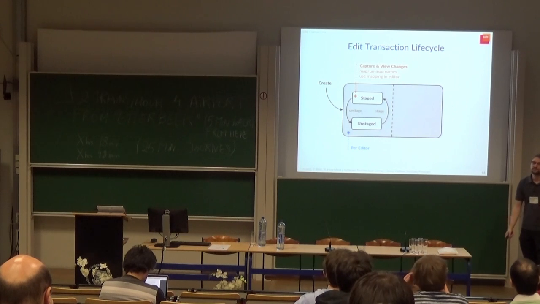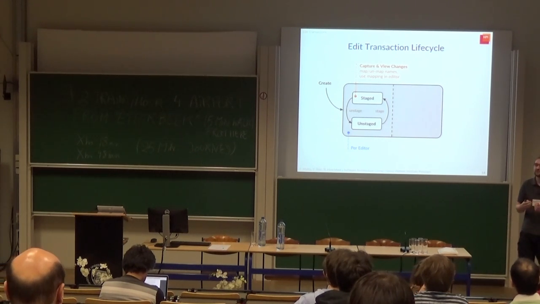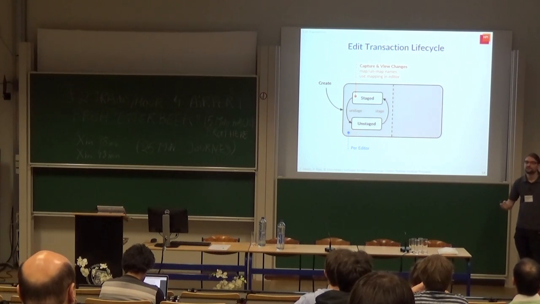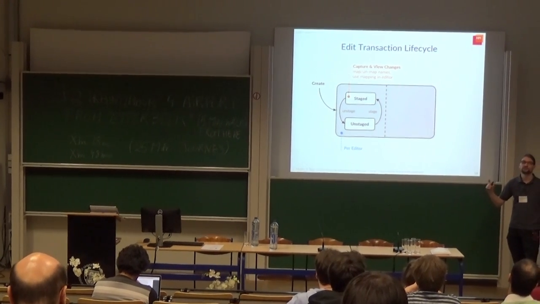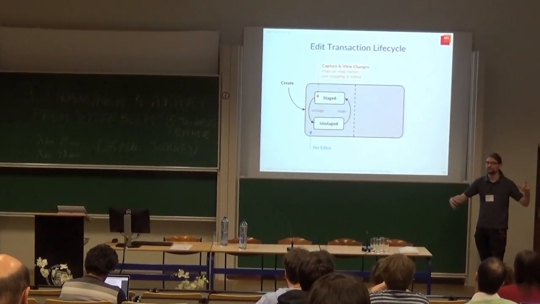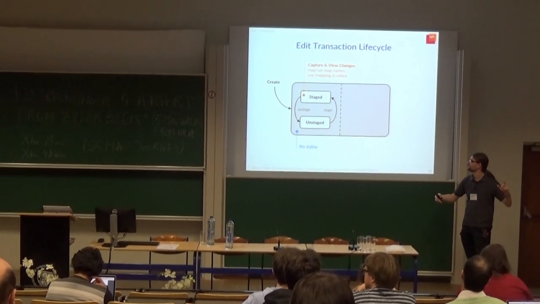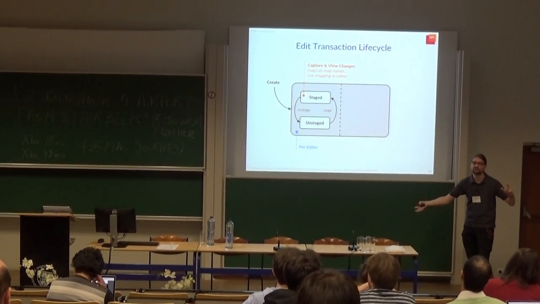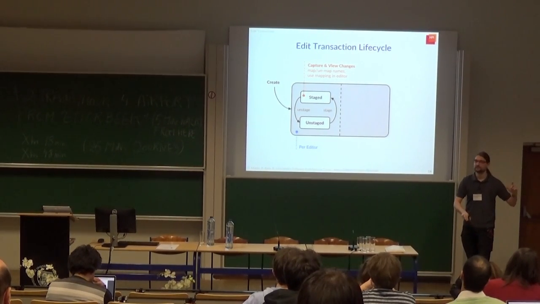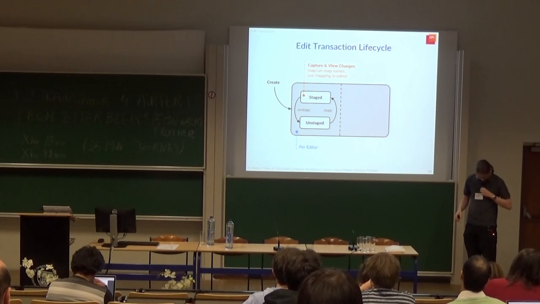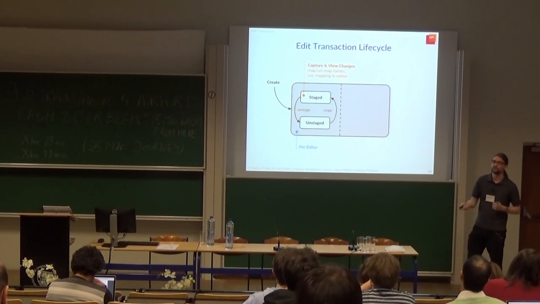The first is the property of an edit transaction to be staged or unstaged. Staged means that this transaction is currently recording our changes. So when you modify source code or anything, then this change will be collected by an edit transaction, not affecting the base system at the moment. If it's unstaged, then this edit transaction is ignored by the control flow.